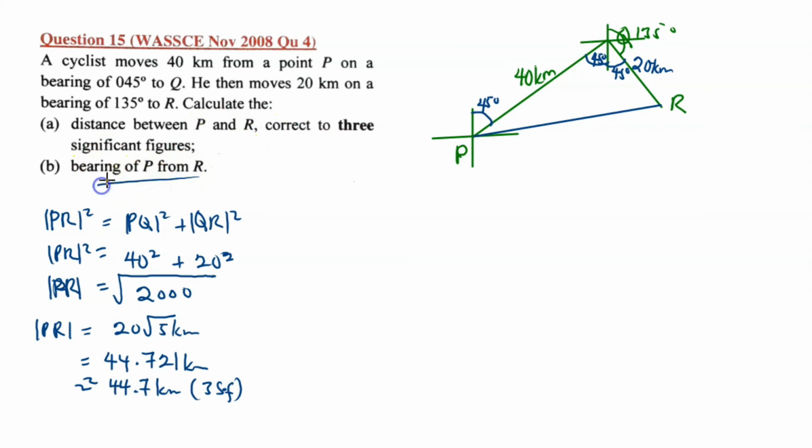The last part says we should find the bearing of P from R. The bearing of P from R. So we need to stand at R, draw our cardinal point at R, and then we have to read the bearing from the north pole of R towards the terminal line that leads us to P. So this is what we are actually going to look out for.